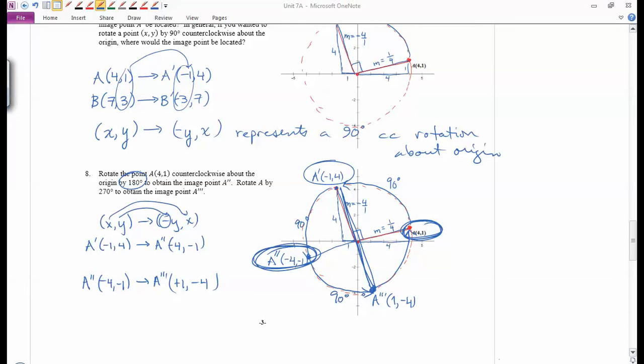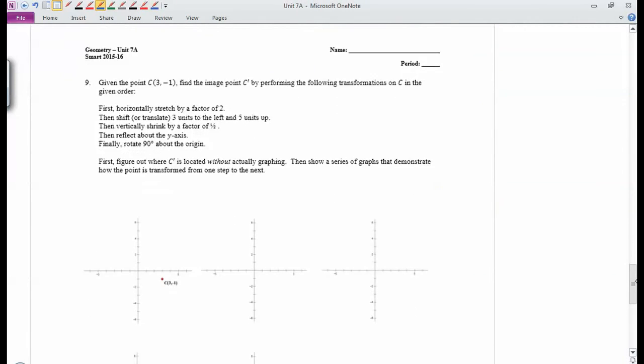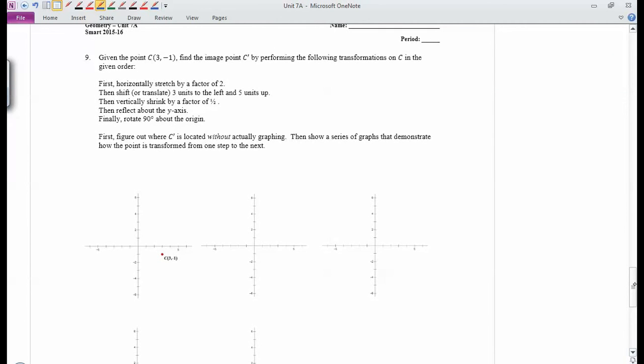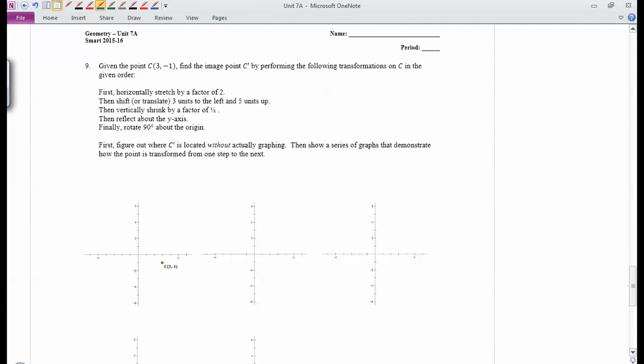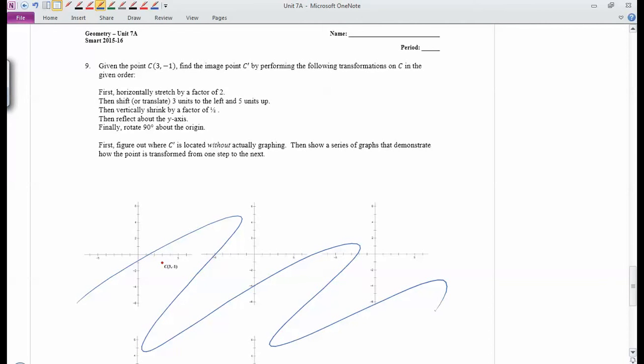All right, so the last part of this video is going to be on the last page of 7a, and this is kind of putting it all together. So in this one, I'm not going to worry about these graphs down here. Really what I want to do is figure out how these transformations change that point. The idea is I'm going to take this point and then stretch it by 2 and then take that point and shift it 3 to the left and 5 up and continue on, and it's sort of a chain reaction, and the goal is to figure out where the final point ends up being. So let's look at what these things do.